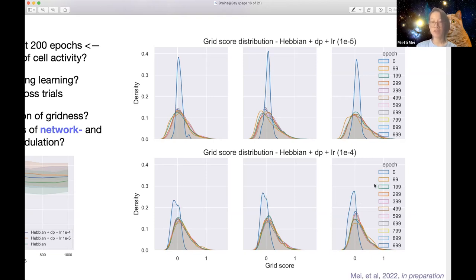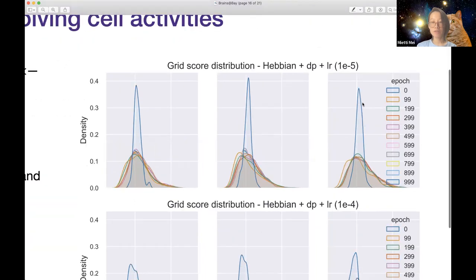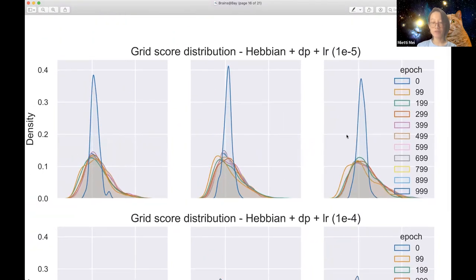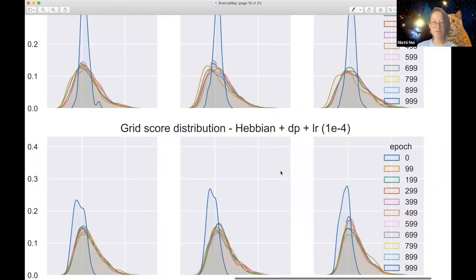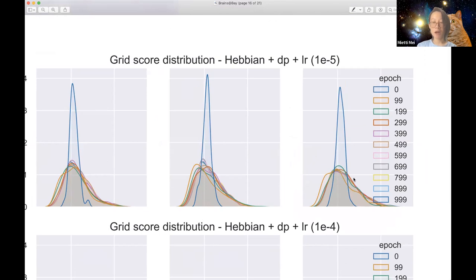first 200 epochs. And the second thing is that, in alignment with the grid score change across different epochs, we can see that after the first 100 epochs, the distribution of grid score stayed relatively unchanged up until 1,000 epochs.